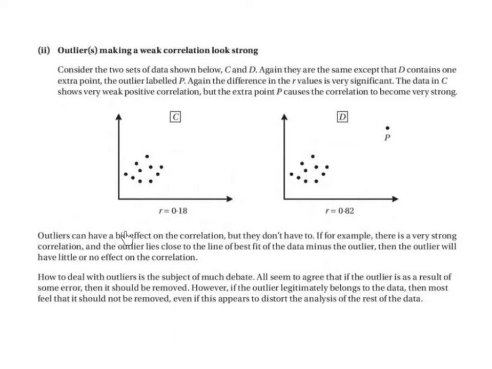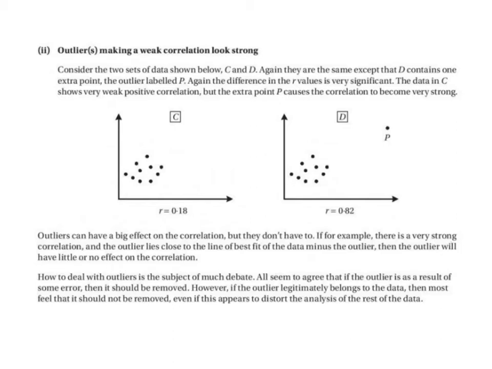Outliers can have a big effect on the correlation, but they don't have to. If, for example, there is a very strong correlation and the outlier lies close to the line of best fit of the data minus the outlier, then the outlier will have little or no effect on the correlation.